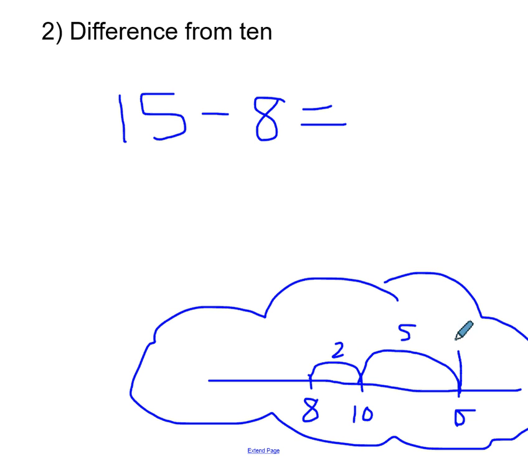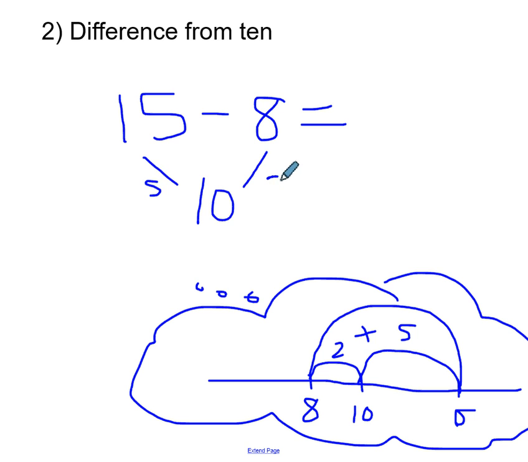So to find the total difference, you can do 2 plus 5. So that's in your head. If you want to write it down on the paper, you can write it like this. So what is the difference from 10? From 15 it's 5, and from 8 is 2. So you can add 5 plus 2, and the answer is 7.